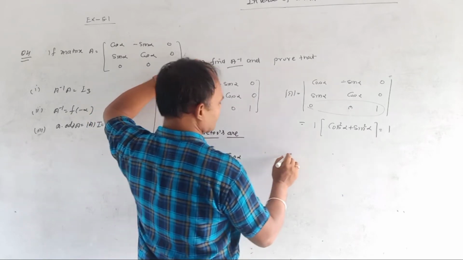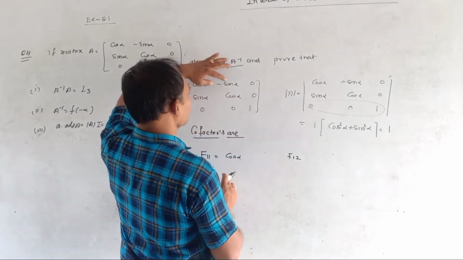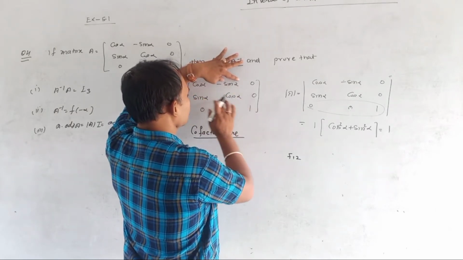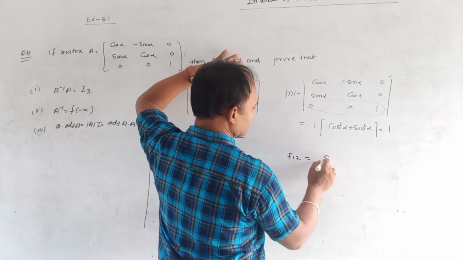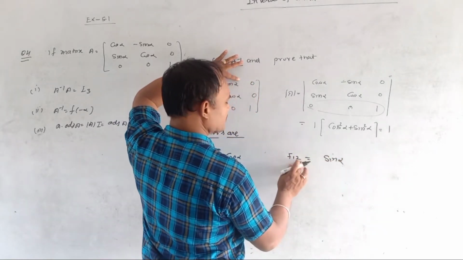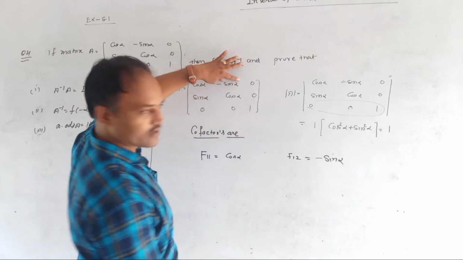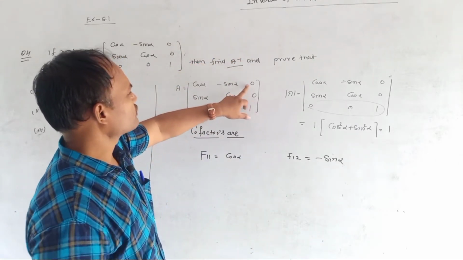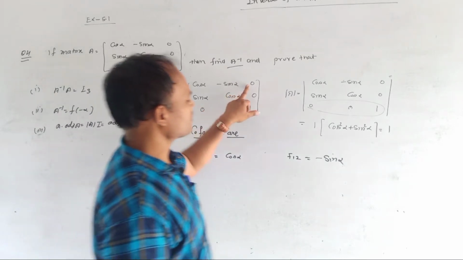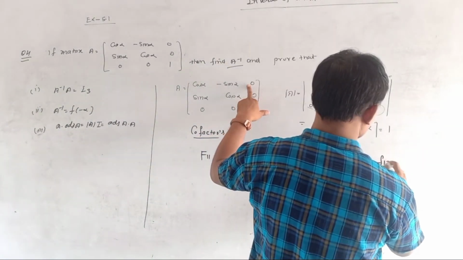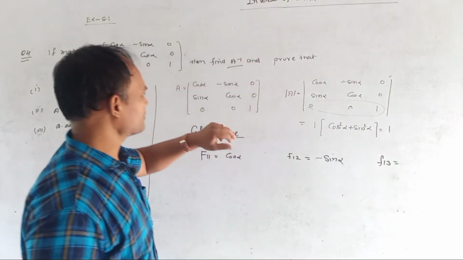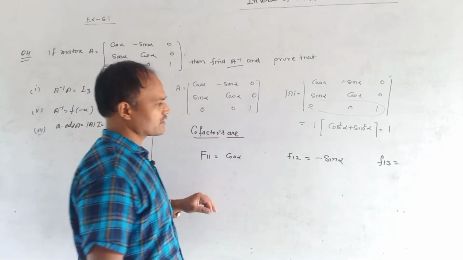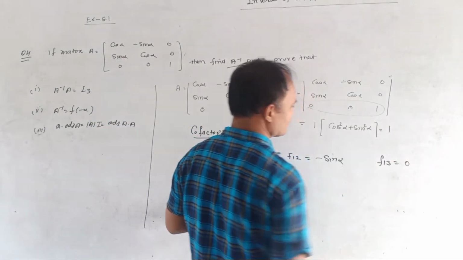What about here? f12: when we find f12, this row and this column are removed, so it is sin alpha minus 0, so we can say it is sin alpha, but it is 1 plus 2, so we have to use a negative sign before it. Okay, is it clear? Now we find with respect to this, so it is f13. What is f13? We remove this and this. So what is the value? This is 0 minus 0, so we can say that f13 is 0.